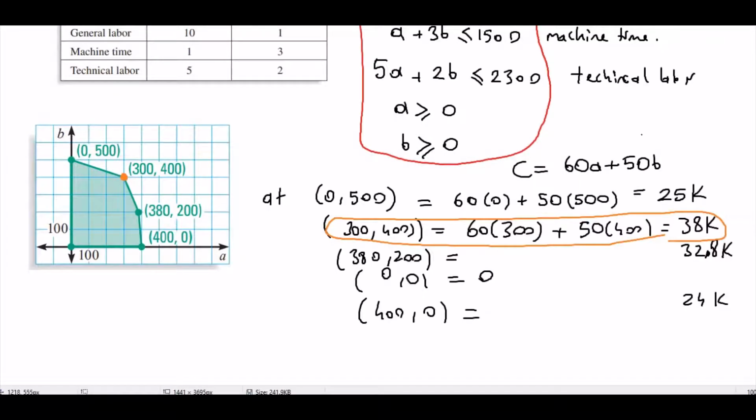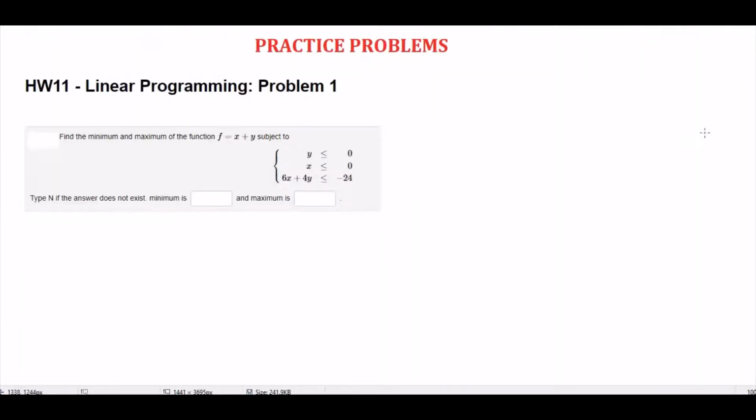Let's continue with practice problems. In problem 1, find the minimum and maximum of the function f equals x plus y subject to these constraints. So this is our objective function, which is x plus y. And these are our constraints.